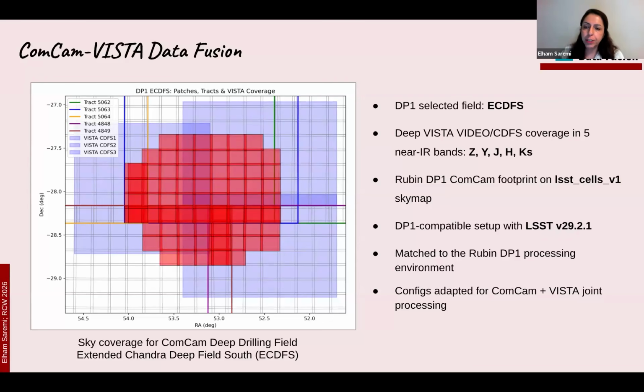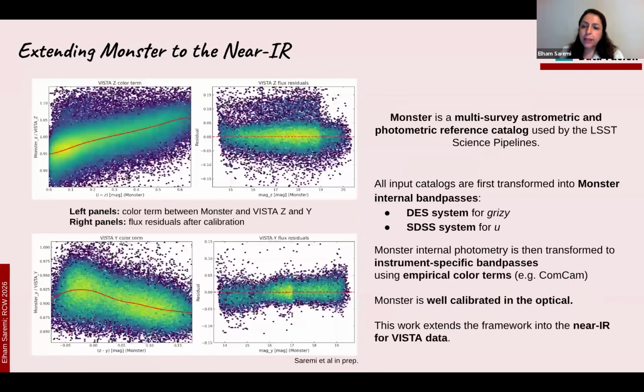We also kept the setup close to DP1 by using the same LSST version and matching the processing environment and configurations. And one of the important parts of this work was building the reference catalog for astrometric and photometric calibration. For this, we started from Monster, which is the general reference catalog prepared by the Rubin team. Monster is already well calibrated for the LSSTCam optical bands, but it does not include the VISTA near-infrared bands. So in this work, I extended Monster into the near-infrared for VISTA data.